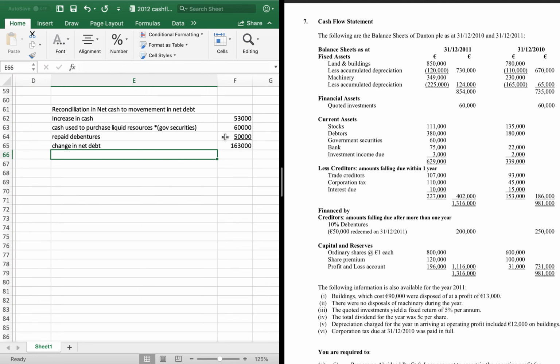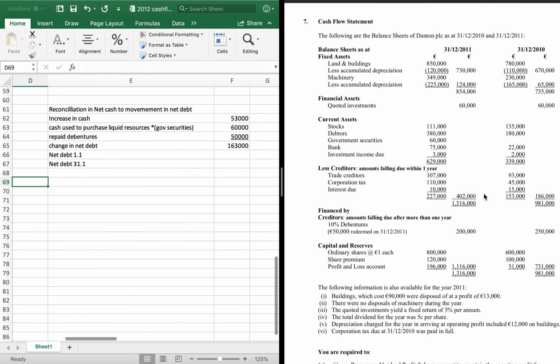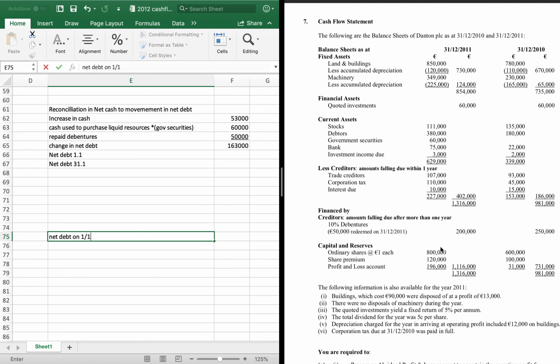Now, then we look at what debt we had at the start of the year, and then we look at net debt at the end of the year. What net debt is basically your debt from here. So, what did we have last year? Let's look at the debt we had last year. We had 250,000. So this is the first of the first. So we had debentures of 250,000.